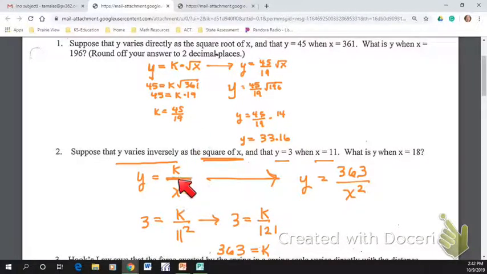Why? Because it's inversely. Inversely, that's correct. 363 divided by 324. Where'd you get a 324? 18 squared. x is an 18. So if I replace x with an 18, 363 divided by 18 squared, type it in the calculator and tell me what you get for y.